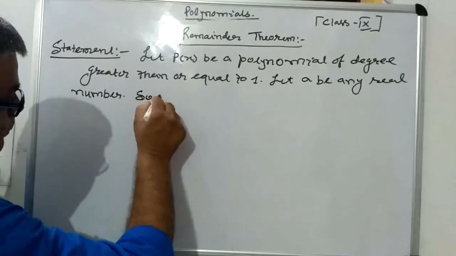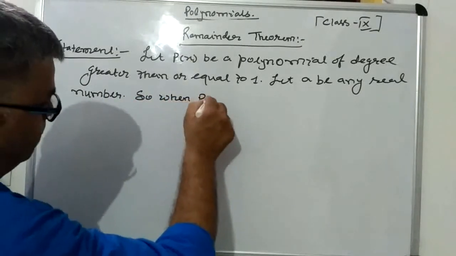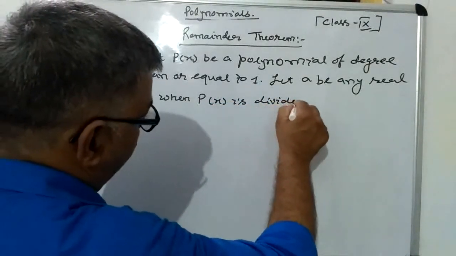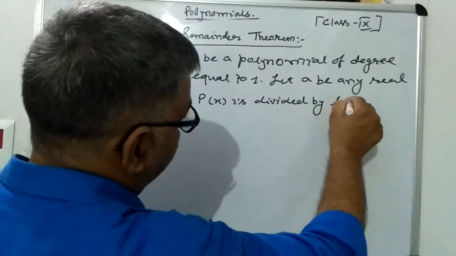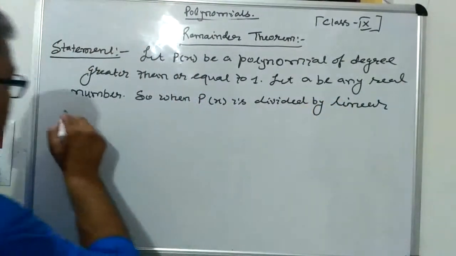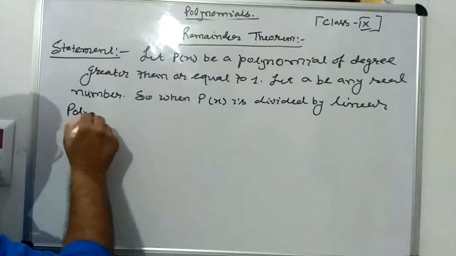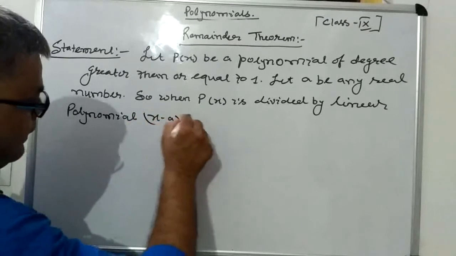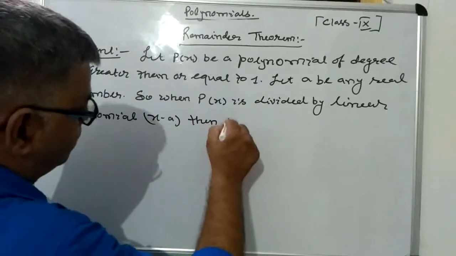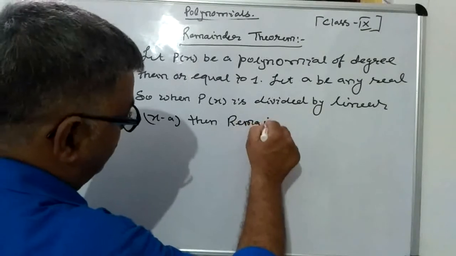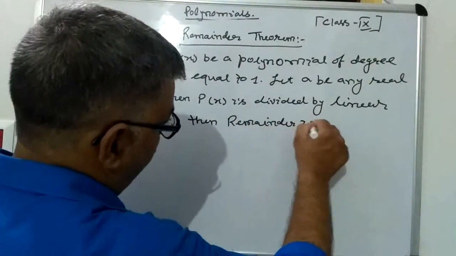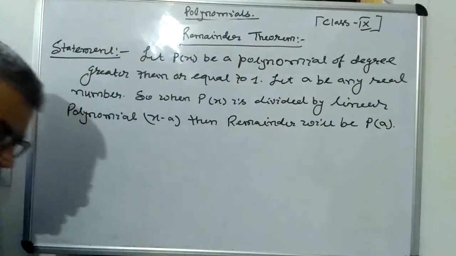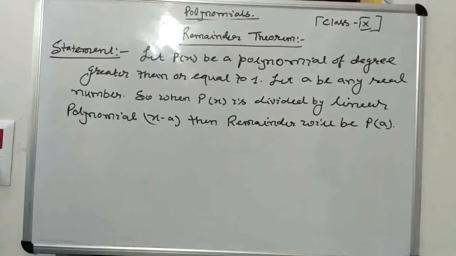So when P(x) is divided by the linear polynomial x minus a, then the remainder will be P(a). This is the statement of the remainder theorem.